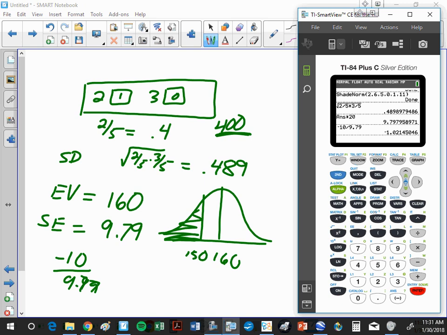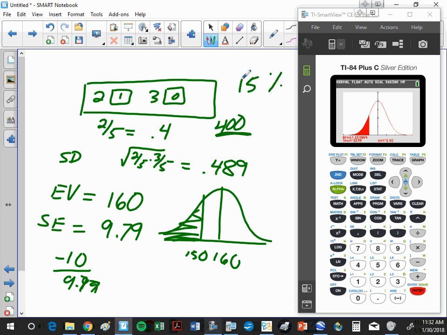So I want to shade norm from negative infinity to negative 1.02. Okay, good. And I end up with 15%. Really? Let's try it with edges.